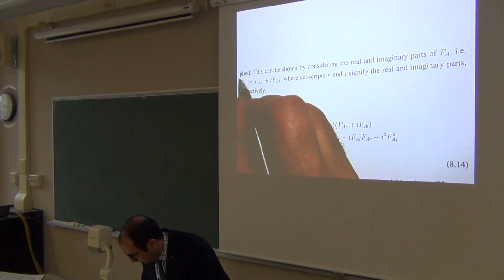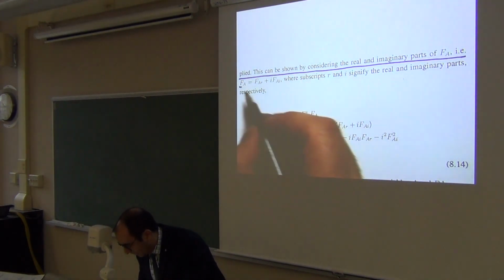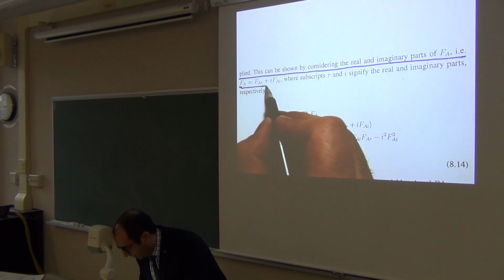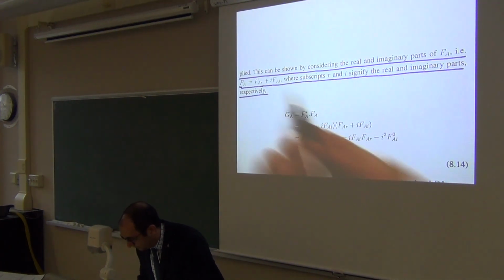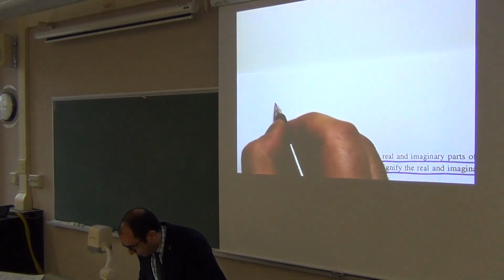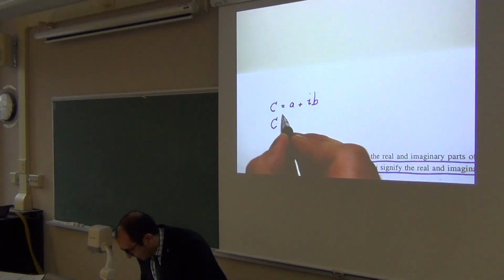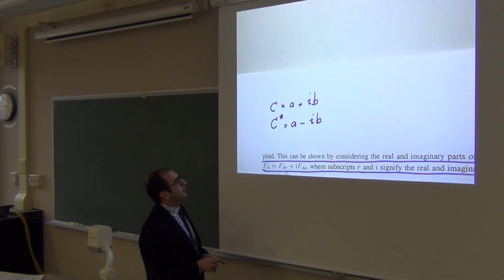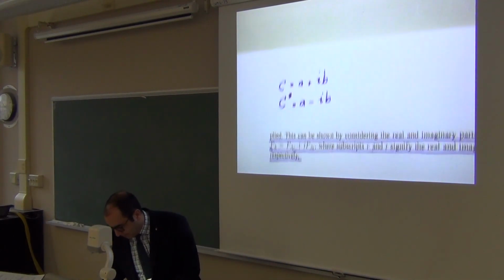It can be shown by considering the real and imaginary parts of f. Any complex number f of time series A is the sum of the real part, f_A,R, plus i f_A,I, the imaginary part. Again, subscripts R and I signify real and imaginary parts. So what is a complex conjugate? Remember, if you have some complex number, like a plus ib, the complex conjugate of that number is a minus ib. So you just flip the sign of the imaginary part. That's the conjugate of that number. And that's what we're doing here.